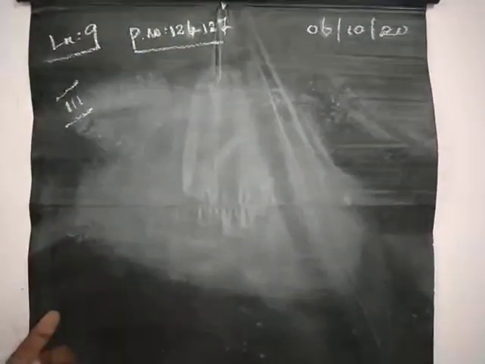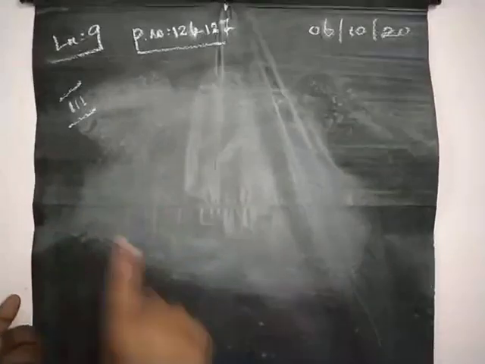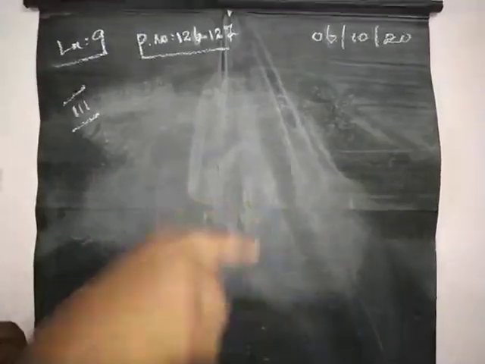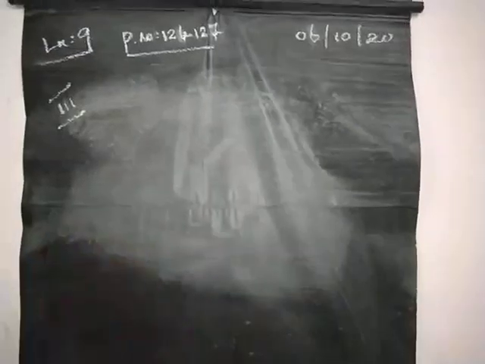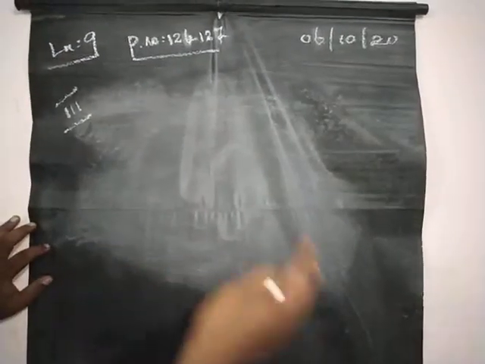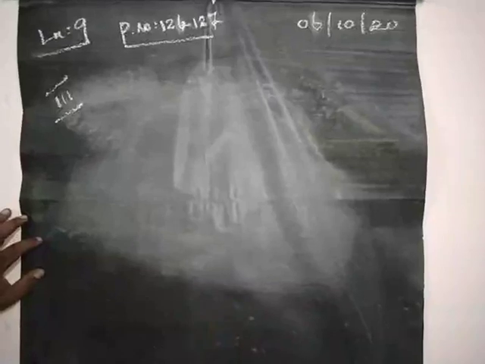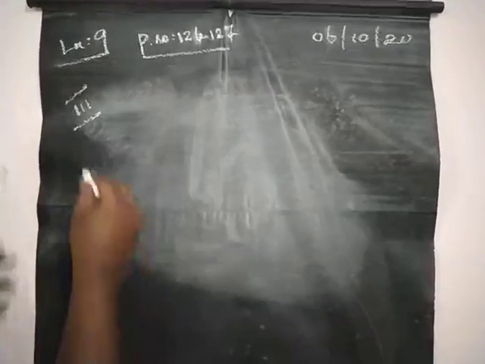What is meant by aqueous solution? A solution made up of water acting as the solvent is called an aqueous solution. What is meant by non-aqueous solution? Except water, when any other substance acts as the solvent, that solution is called a non-aqueous solution. Next, the third category, based on the amount of solute.